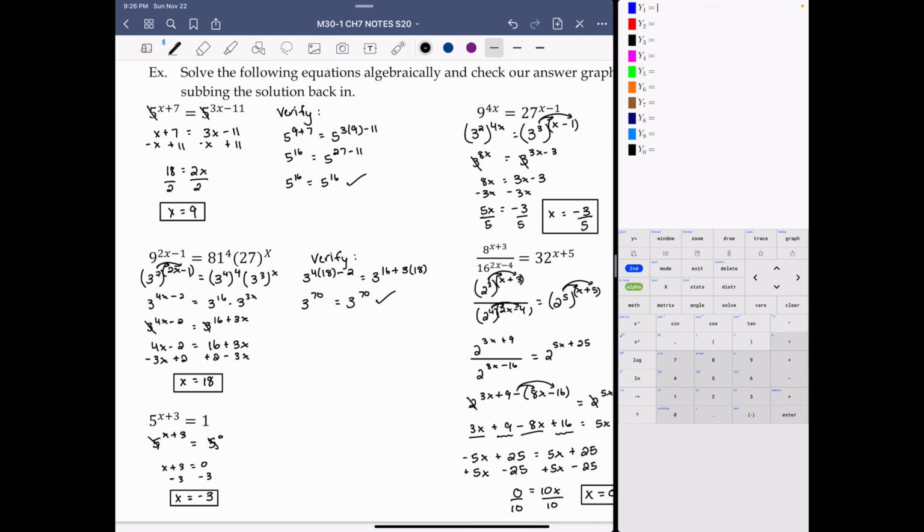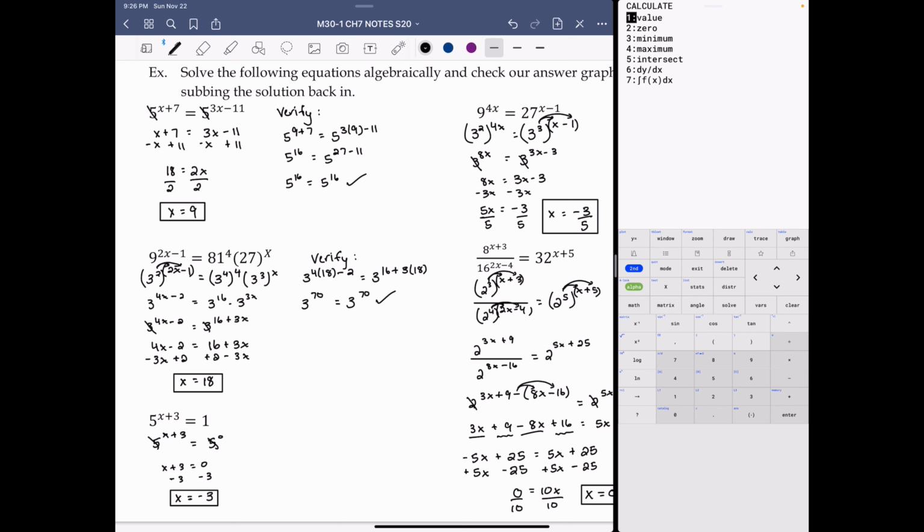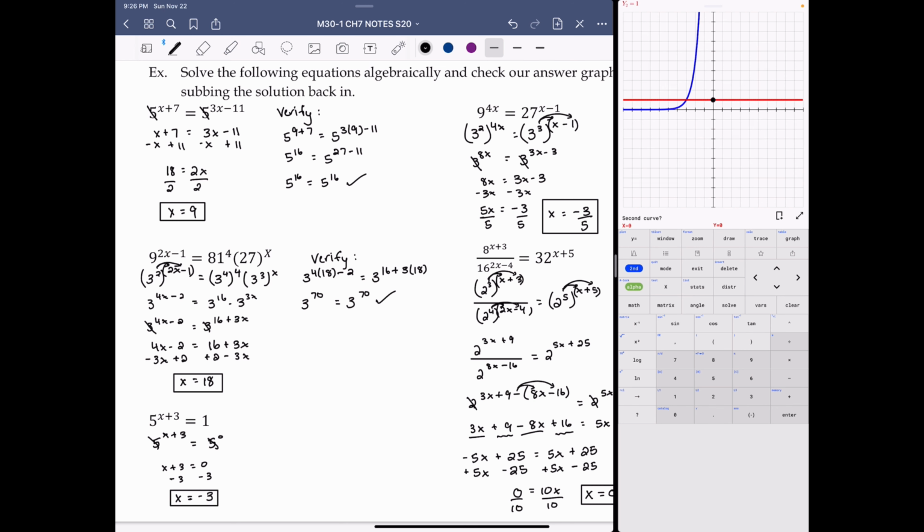Enter the left side, 5 to the power of x plus 3. And then the right side is y2, just 1. Graph that. Find the intersection point. Second trace, number 5. Enter, enter, enter. And it tells us that the intersection point is when x equals -3.